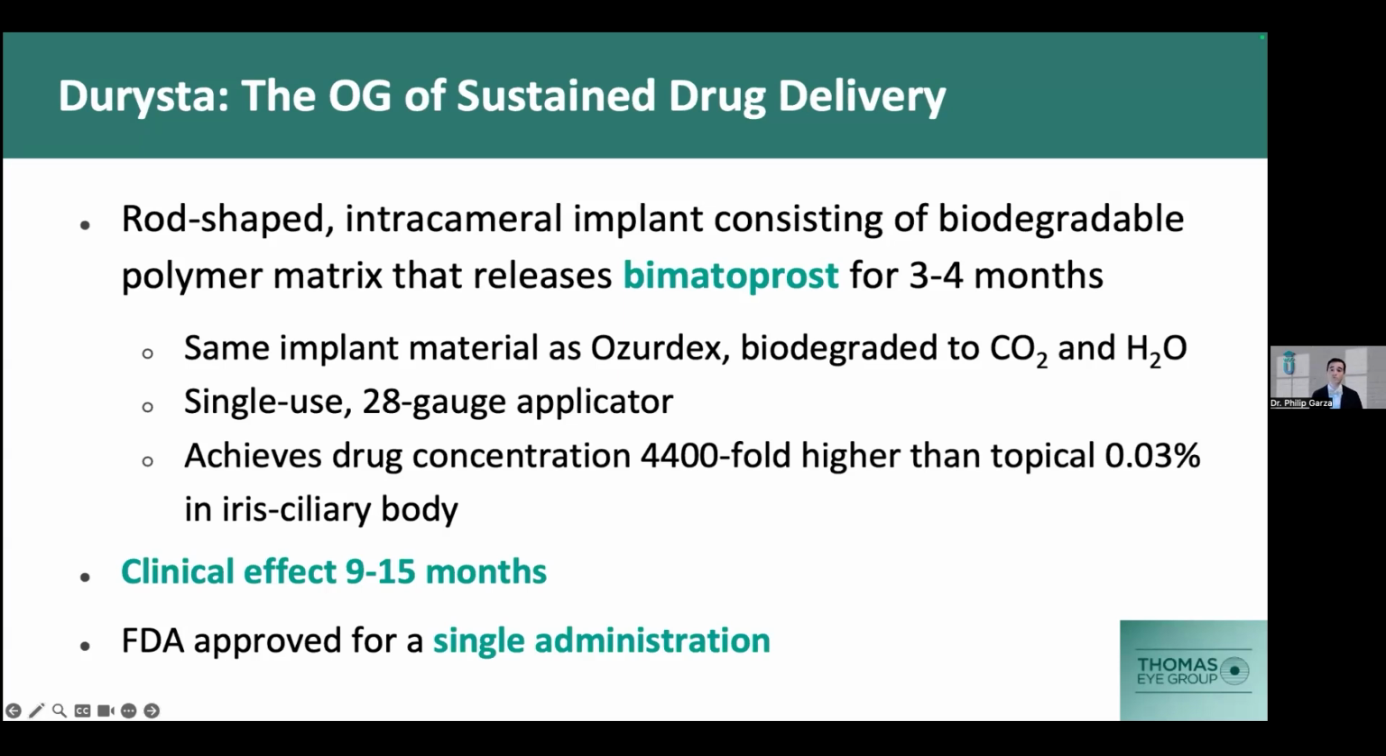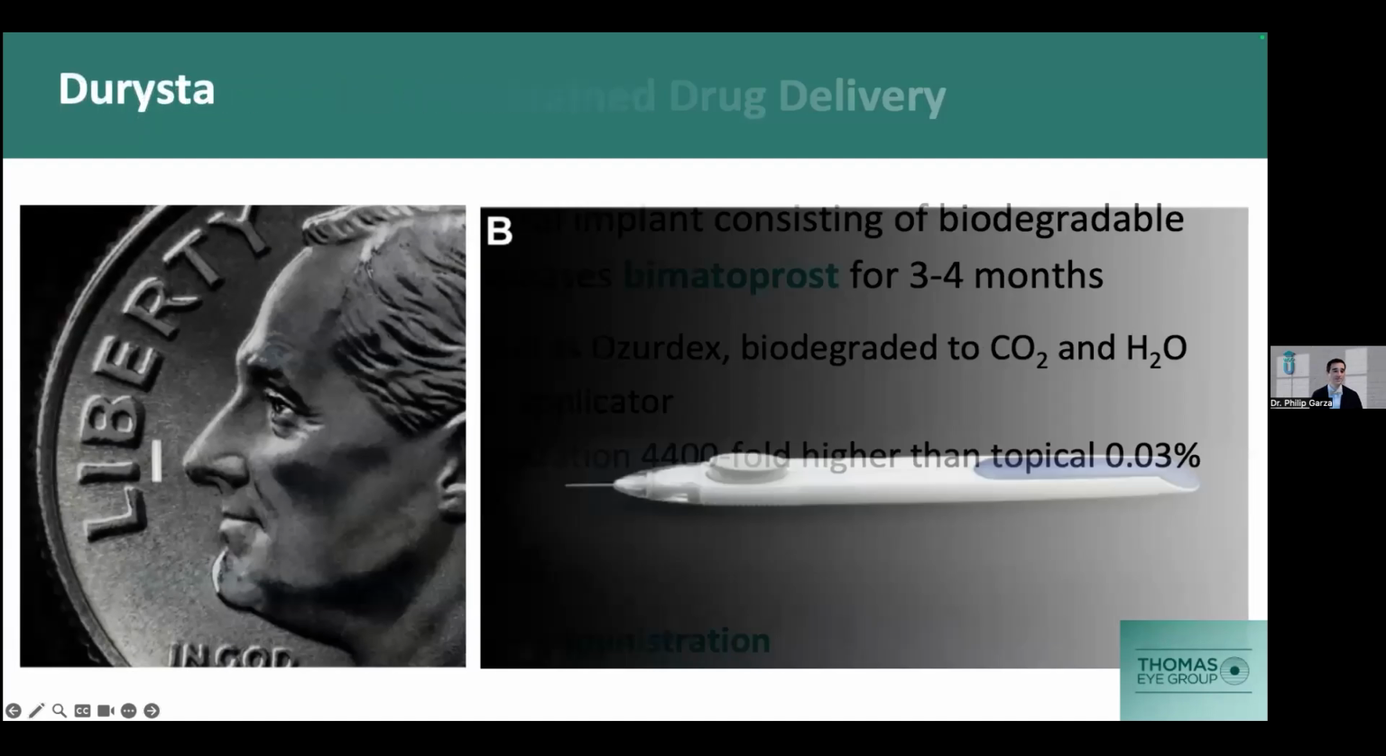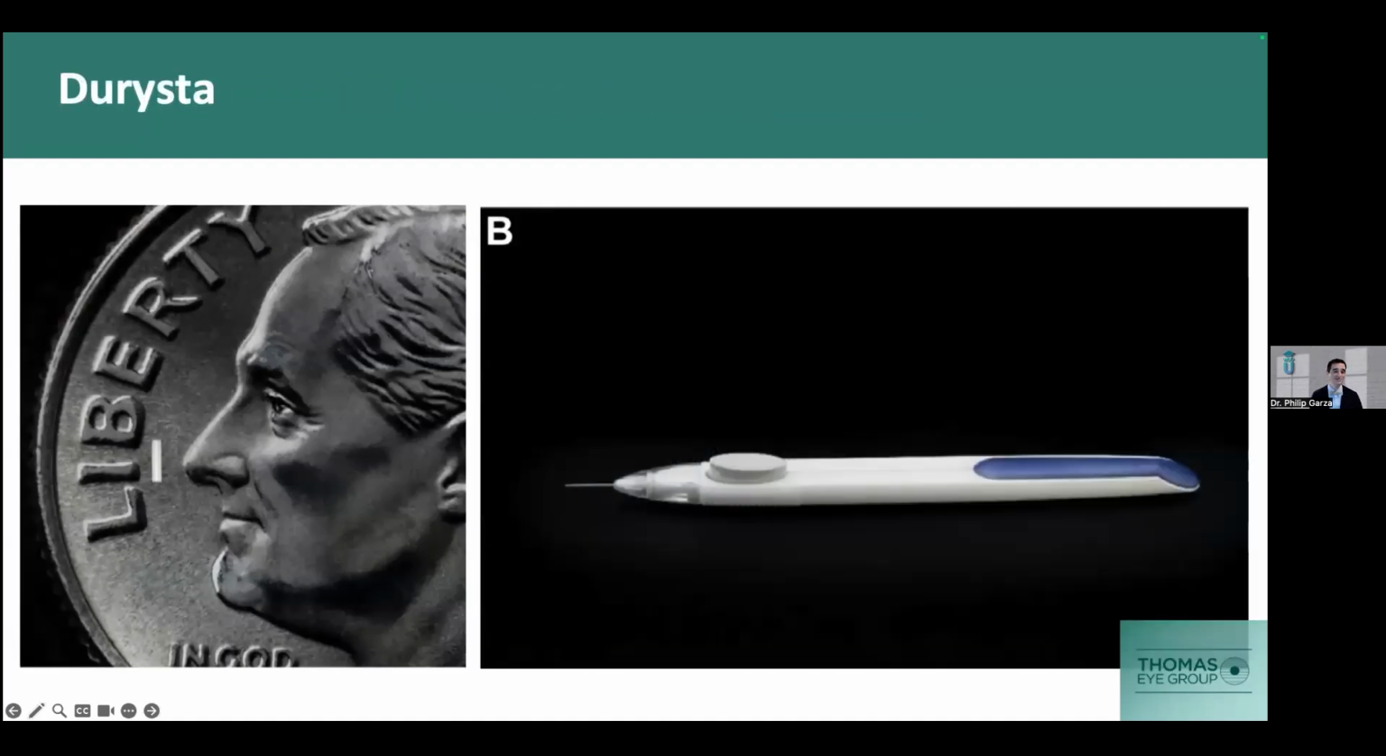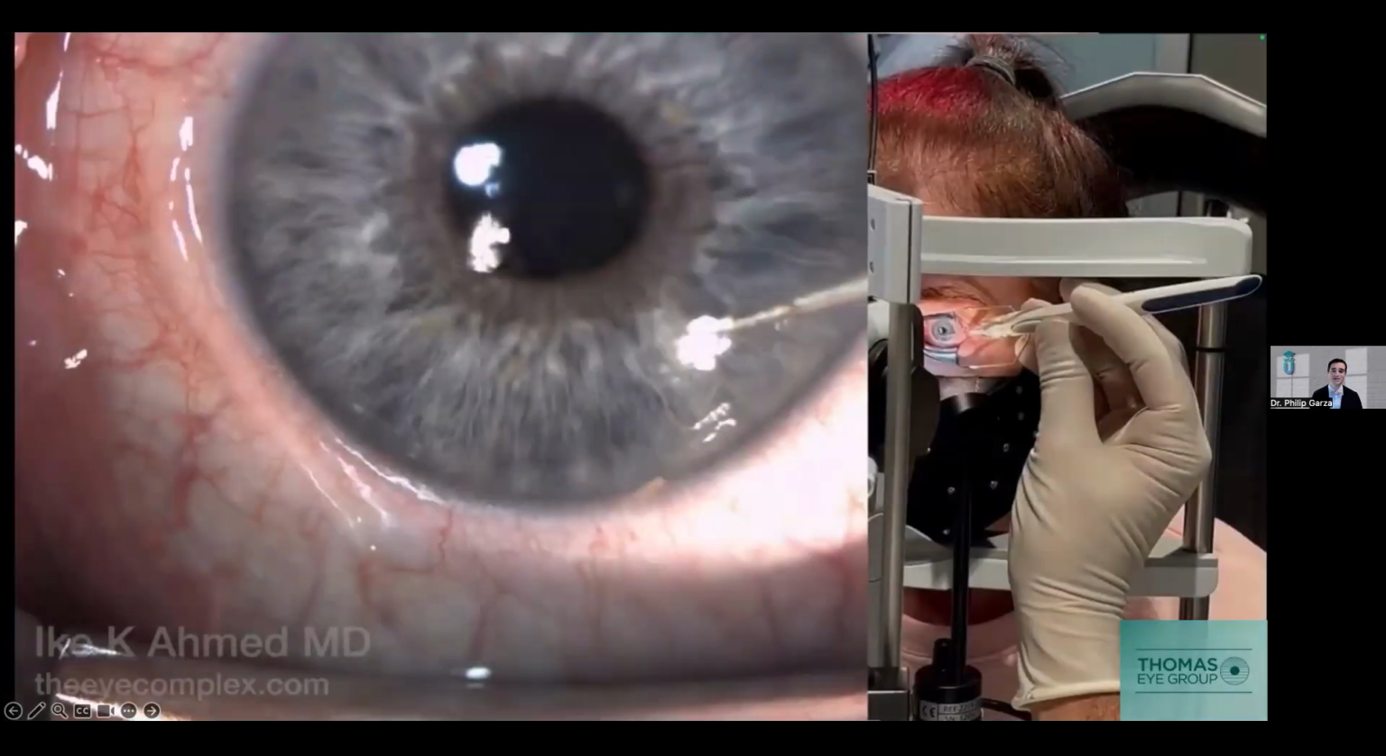Just so you're aware, if we do implant it more than once, reimbursement can be an issue. That's the Durysta implant. It's famously the size of the eye on the dime, it is implanted at the slit lamp. And here's IconMed doing it in his clinic.